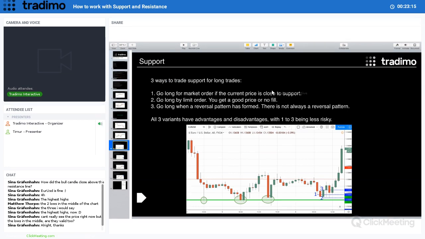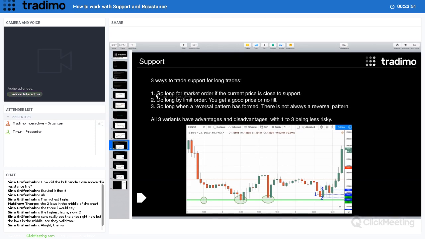I want to show you three, or in total 7, ways to trade a support level. First of all, you have to see where a support level is and, of course, where a resistance level is. But if you have figured out where a support level is, then you can use this to your favor, and you can make 3 kinds of long trades. And later on, I will show you 4 trade opportunities for short trades.